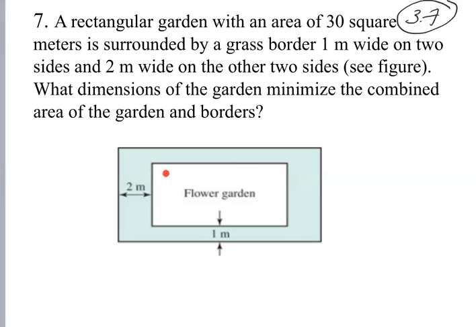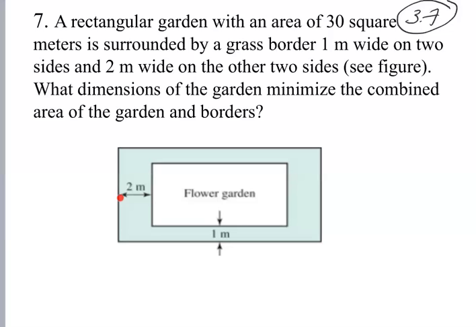This is the garden, and then it's surrounded by this grass border, and we're told some things about those two areas. We know the total area of the garden, and we know how much wider the total area is than the garden and the grass border. So I'm told the grass border is 1 meter on this side and 2 meters on this side. Okay. So I've already got a picture. I don't need to draw another one.